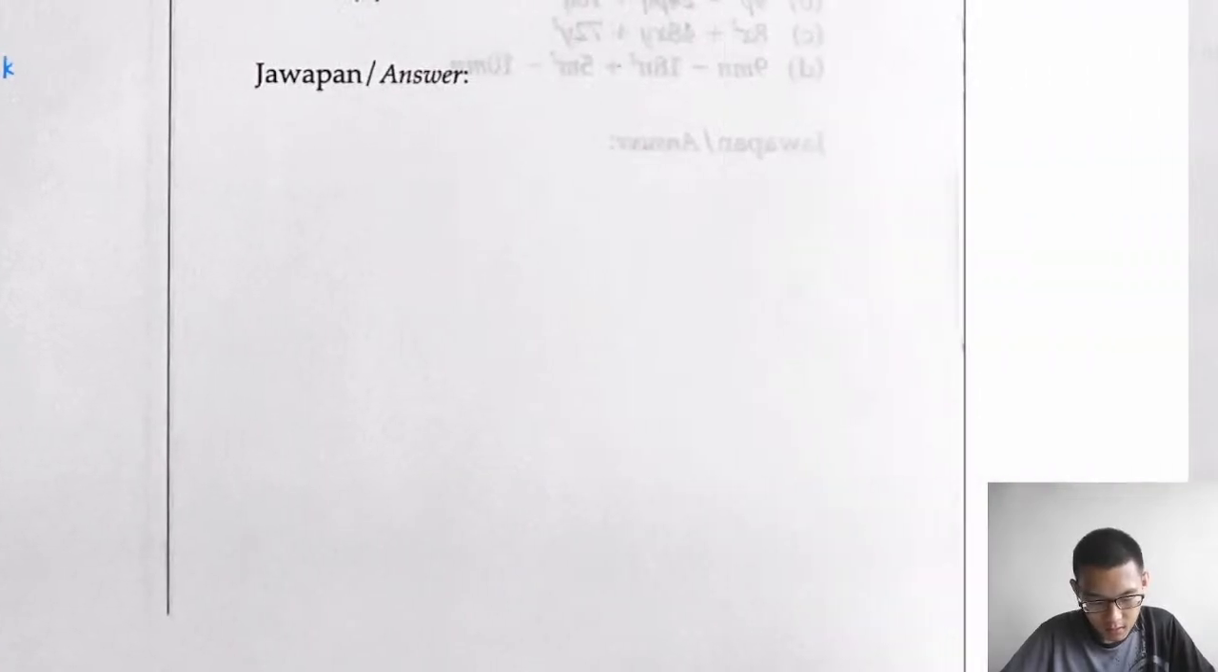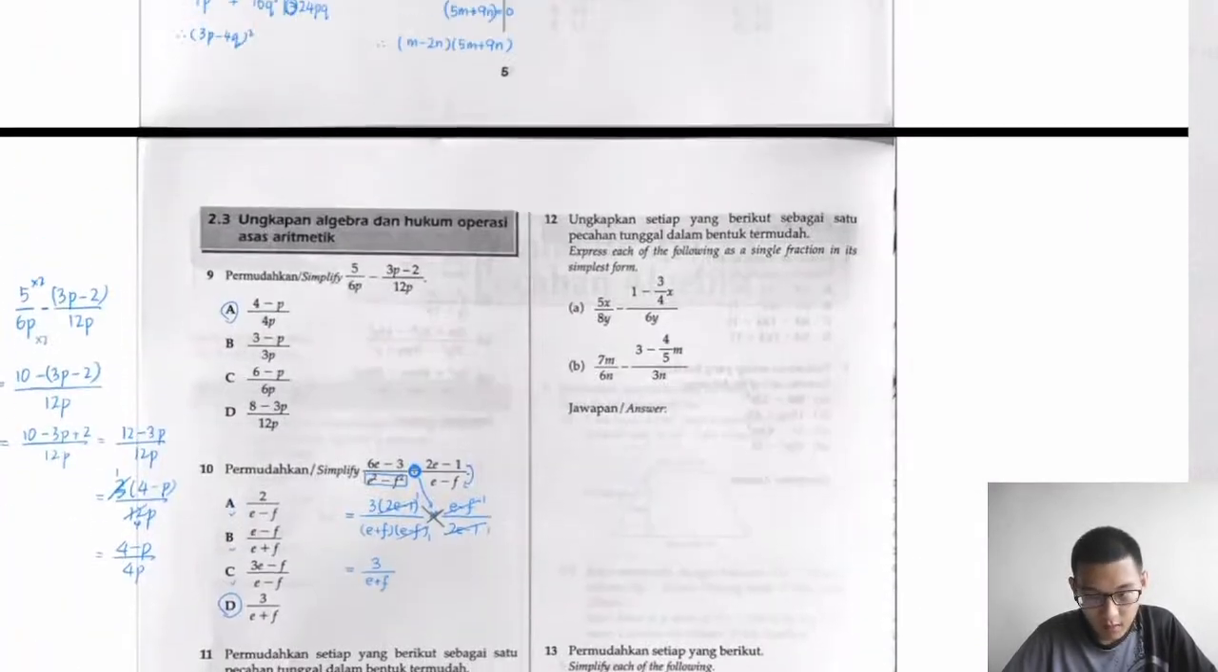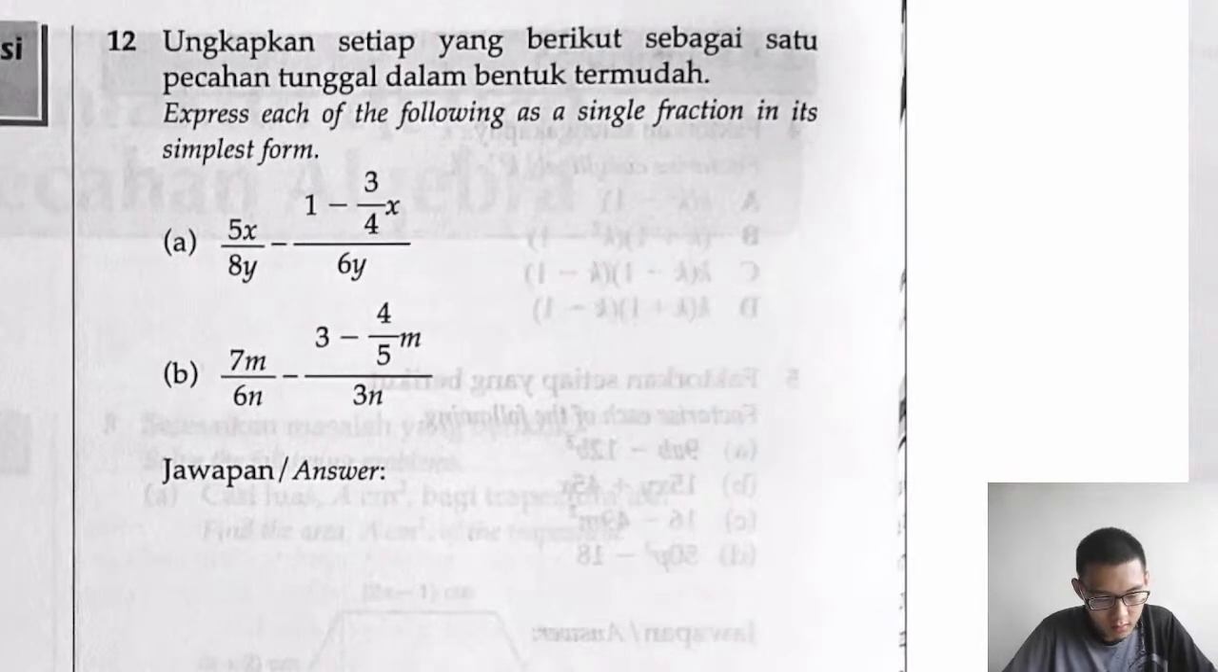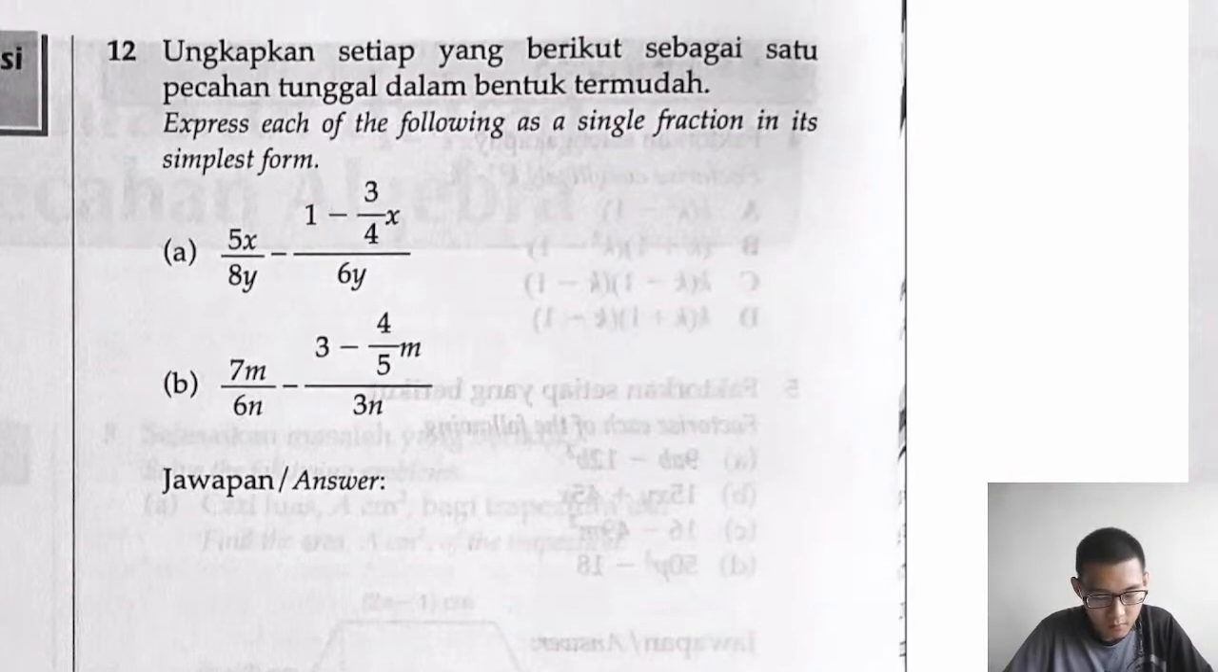So how many questions do we have? Okay, nearly finished already. So let's see. 5x minus 8y divided. Wow, this one is so difficult. Express each of the following as a single fraction in its simplest form. Wow, that'll be hard. Okay, so let's try first.